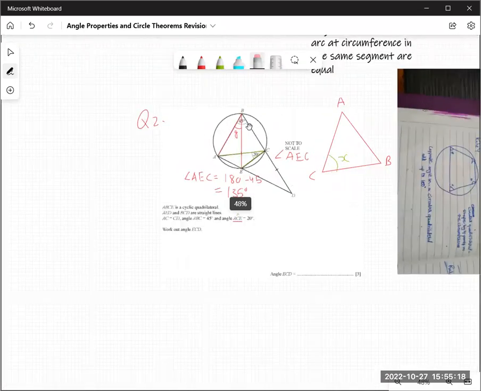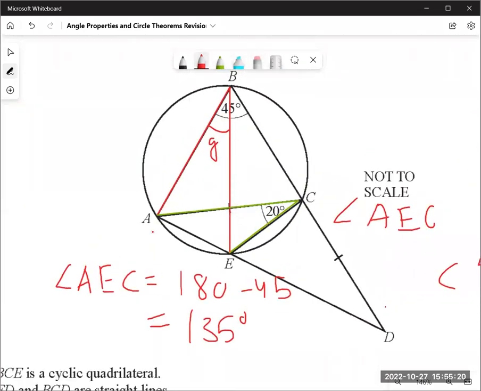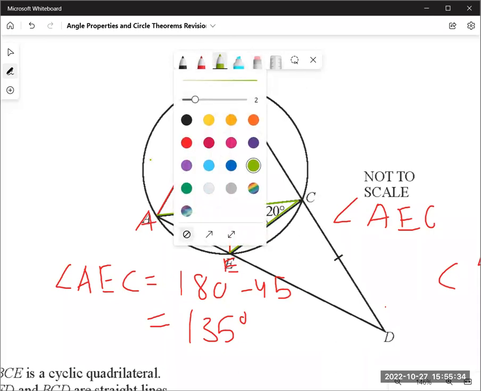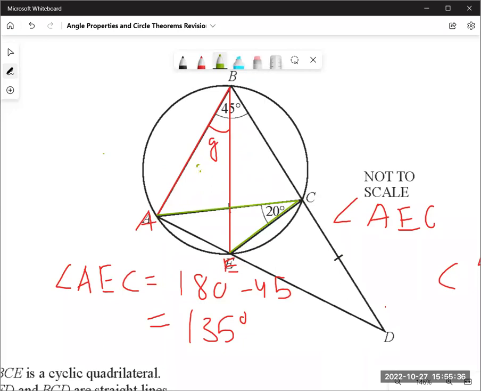So if you look at this one right here, don't they both have the same points? Angle 20 and G, they both have A and E, right? So therefore G will also be how much? 20. Why? The reason is angles subtended by the same arc are equal. Niranjana, can you hear me? Yes, sir.